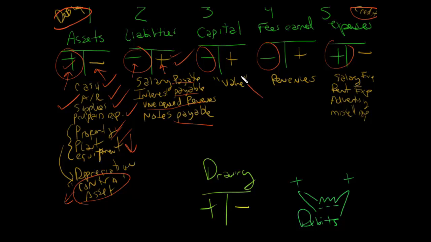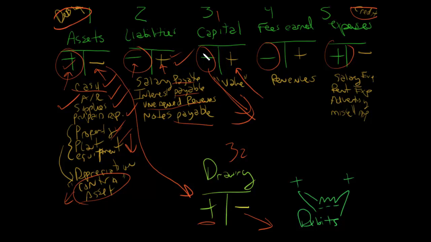Capital, this is value. When you add to the company, it's a plus. When you lose from the company, it's a minus. Now, drawing is 3-2 down here. This is 3-1. 3-2 is the opposite. So instead of going to the business, it goes away. So, for instance, you're the owner. Sometime during the month, I'm going to move cash here. So I'm going to credit cash because it left the asset, and it's going to go to drawing. And then at the end of the period, it's going to go away from the business. So I'm going to debit capital because it left the business, and I'm going to credit drawing because it left drawing.